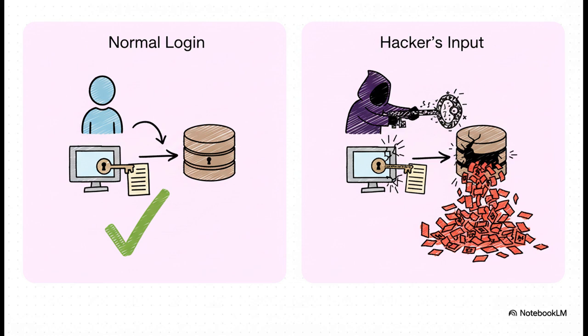Now think about it. When is 1 not equal to 1? Never. So that condition is always true. That double dash at the end, that's just a comment signal telling the database to ignore anything else that might come after it. And the result? The query's logic is now broken. It just returns every single user in the system because the hacker created a condition that is literally always true.